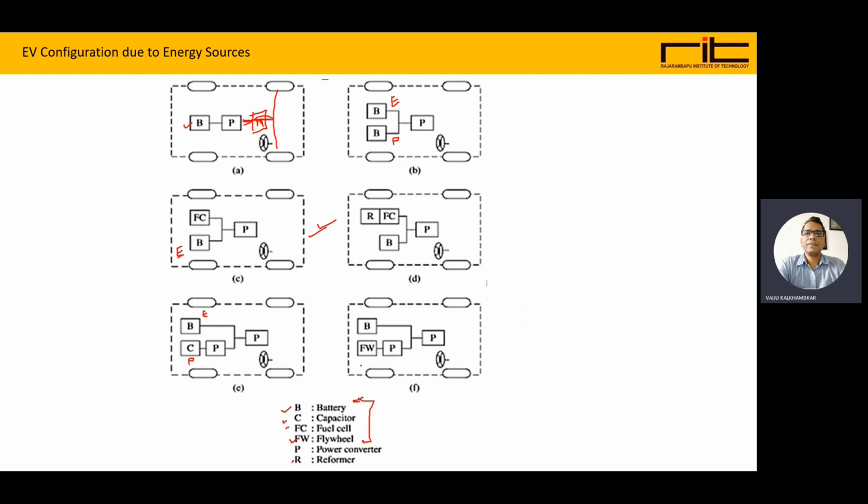Here a flywheel is used. The flywheel converts kinetic energy, and it can be used for supporting the vehicle. It may be used directly as kinetic energy, or it can be converted into electrical energy and given to the motor as a source. So these four combinations are used, and these are due to the energy sources.